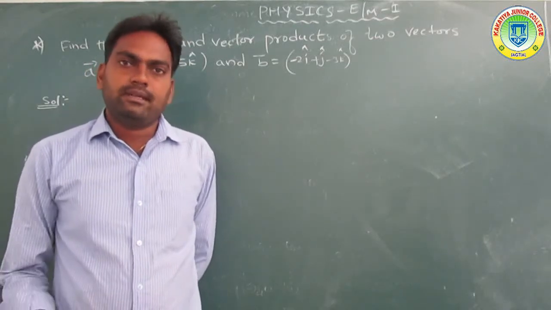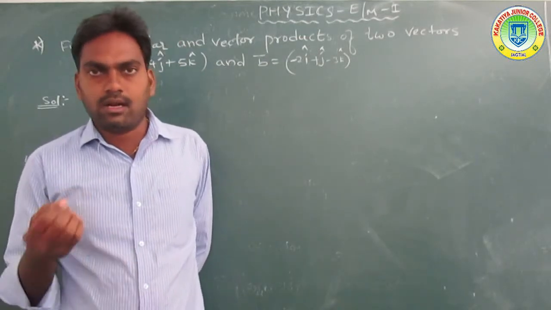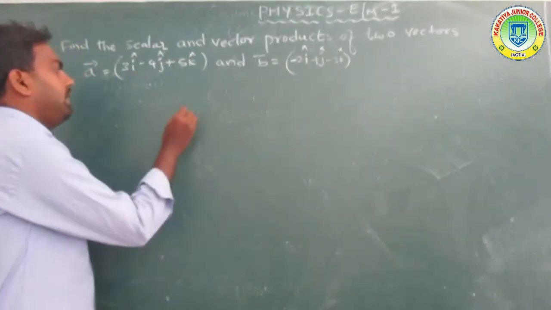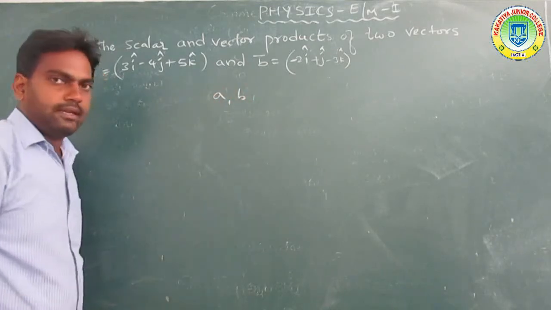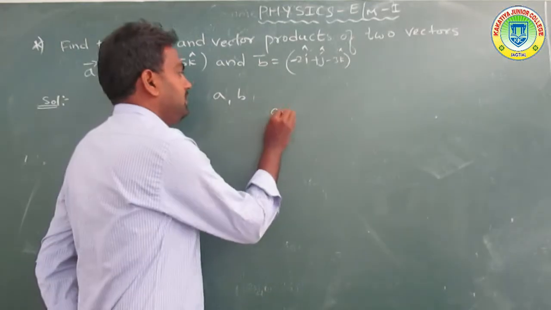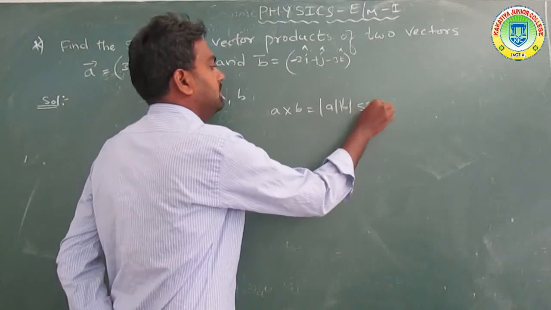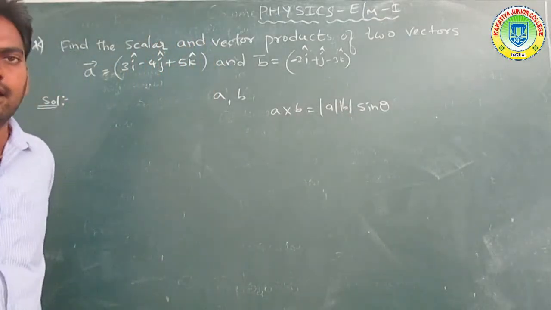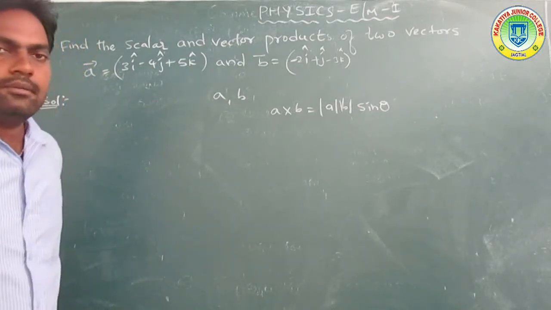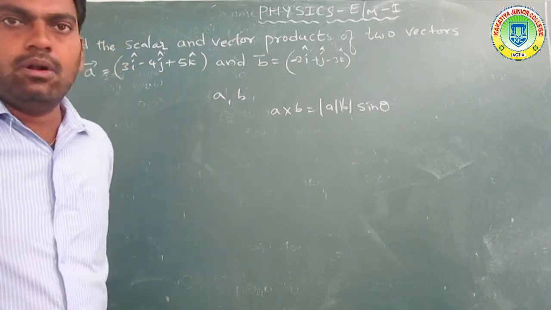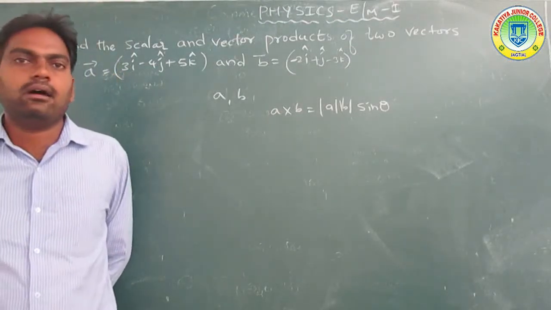In the last class we discussed the topic of vectors. What are vectors, and what is the vector product, or cross product, and its properties? Consider two vectors A and B. A cross B is equal to the magnitude of A times the magnitude of B times sine theta, where theta is the angle between the two vectors. This is the mathematical expression for the cross product, or vector product.